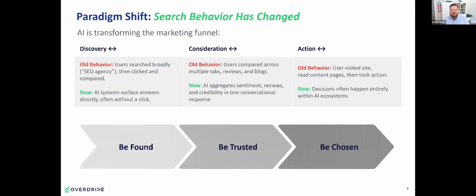So let's talk about the paradigm shift that's happening right now in our industry and how search behavior is changing rapidly and how AI is transforming the marketing funnel. So, in the old discovery phase, users used to search broadly for something, say SEO agency. Then they would scroll, they would choose a blue link, they would click on it, maybe they would compare. But now AI systems are surfacing answers directly within their interface, often without a click.